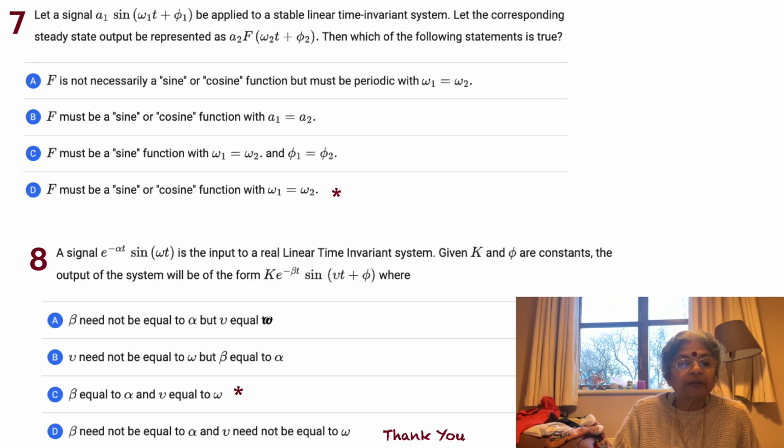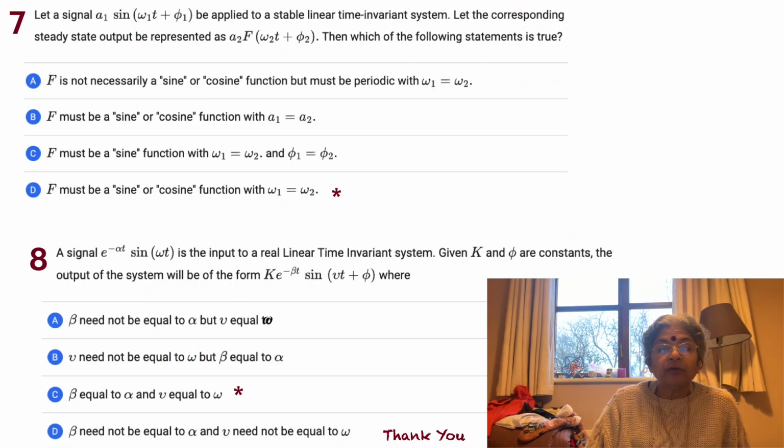So what about option D? F must be a sine or cosine, of course with omega 1 equal to omega 2, so obviously we go for option D. Okay, so last question. Signal e raised to minus alpha t sin omega t is the input to a real linear time invariant system. Real means it should be stable.